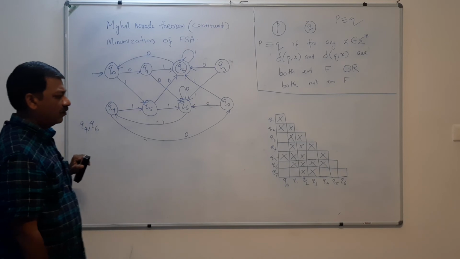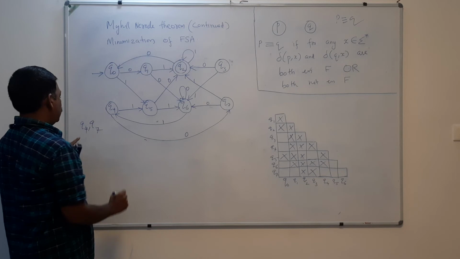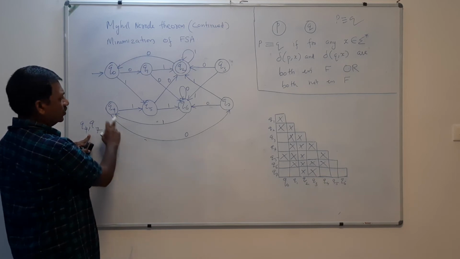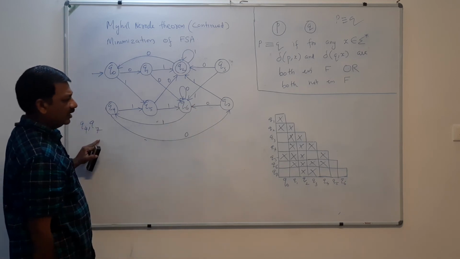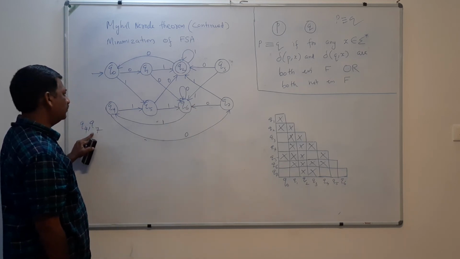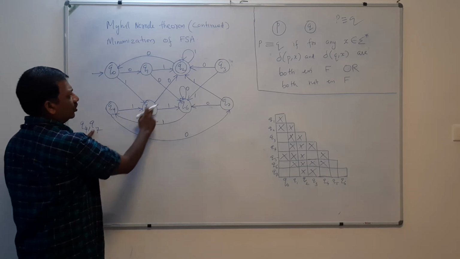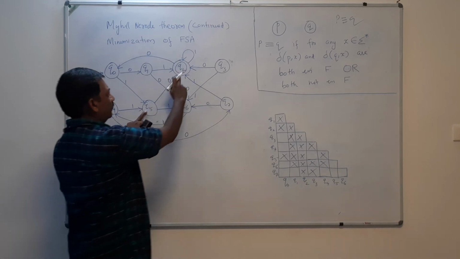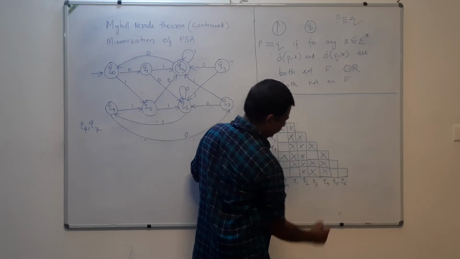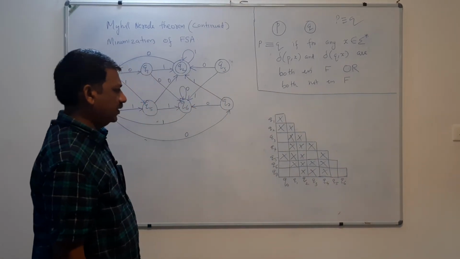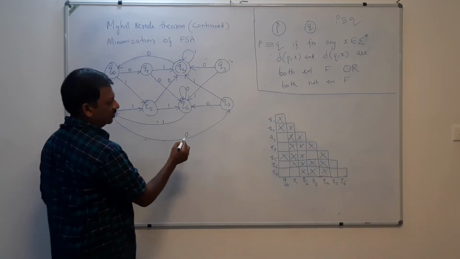Okay. Now what about Q4 and Q7? Q4 on 0 it is Q7 and Q7 on 0 is Q6. What about Q6, Q7? That is not filled. Now we are testing with 1. Q4 on 1 it is Q5 and Q7 on 1 is Q2. Q2, Q5 is final and non-final. That is already filled. So you have to fill this. Okay. Now what about the next one?